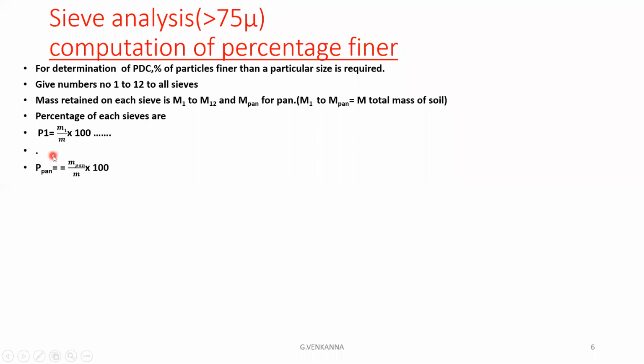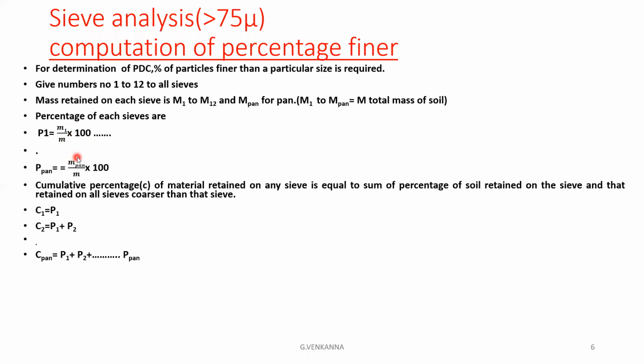For the second sieve, the soil retained on the second sieve has a mass calculated as m2. So for the second sieve, the percentage p2 is equal to m2 divided by m, multiplied by 100. In this way, we can get the percentage for all sieves.